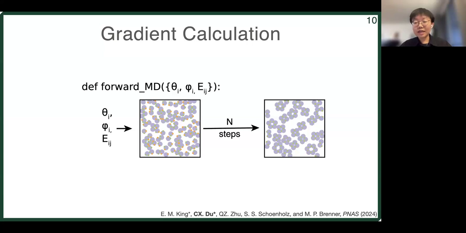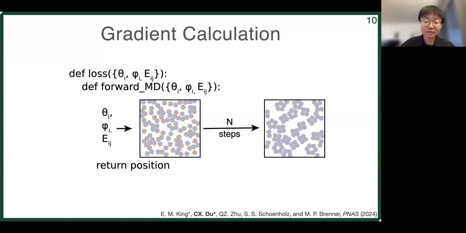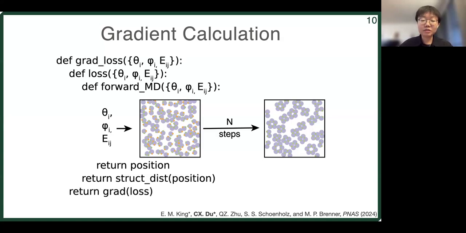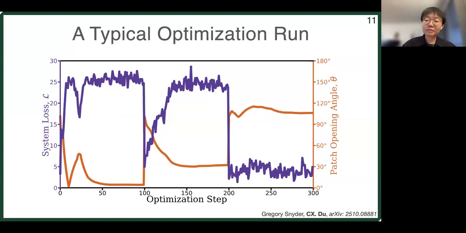Then after n steps of MD simulations, we get some final structure. So now we have a mapping between the final positions with respect to our input parameters. Then we can put these final positions into our loss function. So the loss function is a function of the final positions and of our input parameters, and this way we're able to take the gradient of all the losses. This is how a typical optimization run is performed.